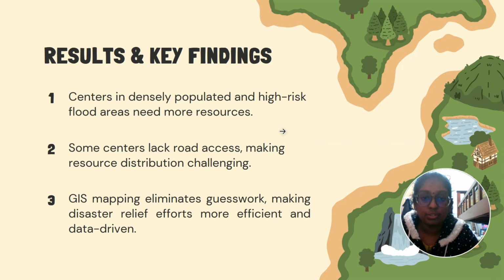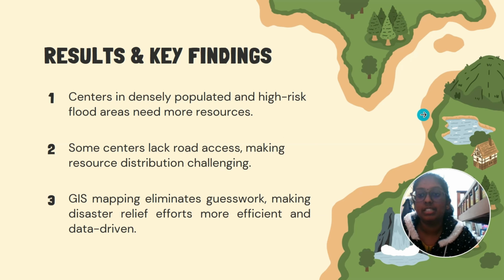Then will be flood prone centers need extra support, which is some donation centers are in flood risk zones, making access difficult. These need extra resources to stay operational. Then will be accessibility matters. Centers near major roads are easier to reach and serve as key distribution points. Lastly will be GIS also helps smart decision. Instead of guessing, GIS data help us prioritize aid based on population, risk and access.